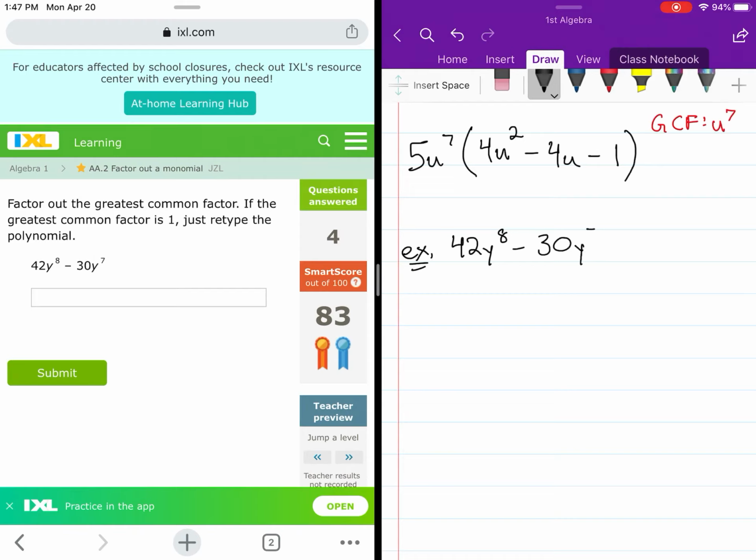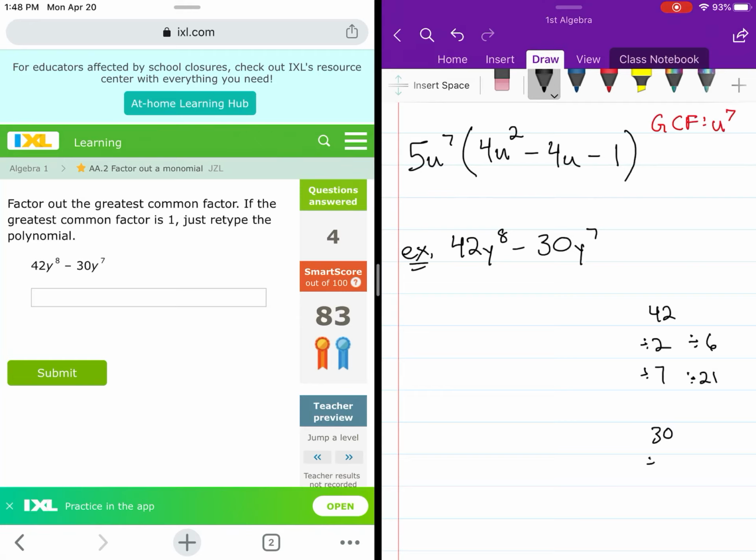42y8 minus 30y7. So I'm going to have to do a little bit more work on this one. Why? Because I have to find the greatest common factor of both of these numbers. So some of the numbers that divide the number 42 are 2, 6, and 7. There might be more. Let's see, 42 divided by 4, I don't think that works. No. Okay, so once you divide by 2, that means that the number that's going to divide this is 21. So these are the numbers that divide 42.